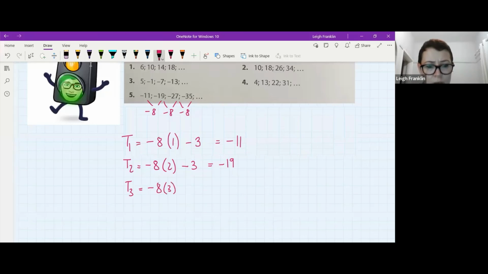-8 times 3 would give us -24. And then if we moved 3 places to the left, we would get to -27. So this pattern is n goes in and we times it by -8, and then we take away 3.